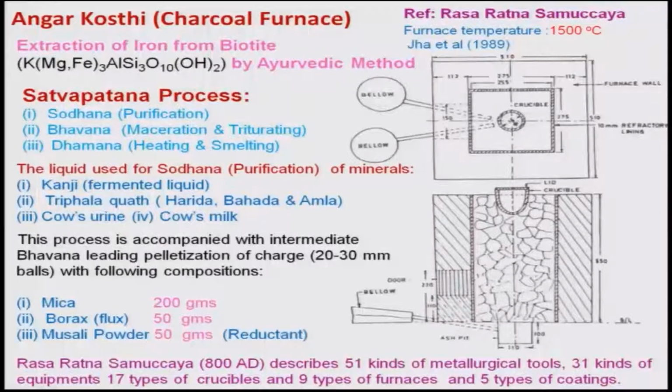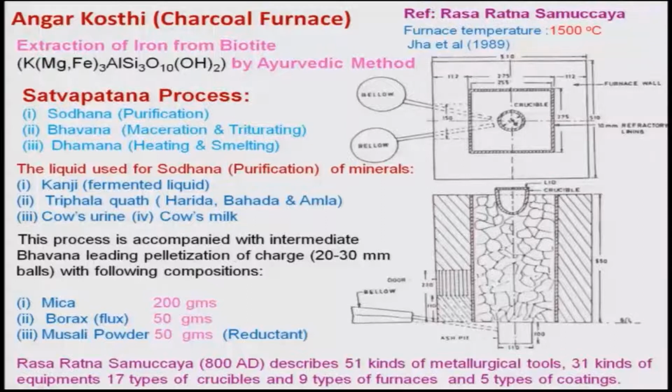The Satapatana process involves sodhana, which is purification; bhavana, the maceration and trituration; and dhamana, the heating and smelting. The liquids used for sodhana of minerals are kanji, a fermented liquid, basically a very sour buttermilk, and tripala quath, made of haritaki, bahera and amla, which are Ayurvedic materials, along with cow's urine and cow's milk. These are the ways by which they purify the minerals.